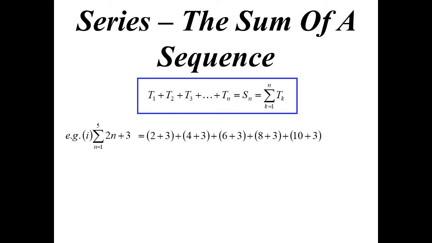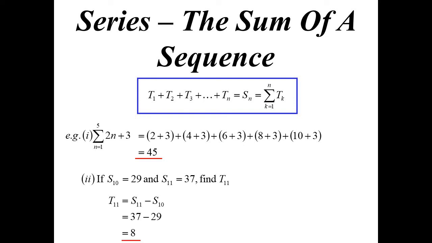So yes, I could physically work out every single term and add them together and come up with 45. Not the most efficient way of doing it, but yeah, I could do it that way. What about if I'm told that the sum to 10 is 29 and the sum to 11 is 37? Could I find the 11th term? And yeah, of course I could. Because clearly the difference between the sum to 10 terms and the sum to 11 terms must be the 11th term. So through the subtraction, we get 8.